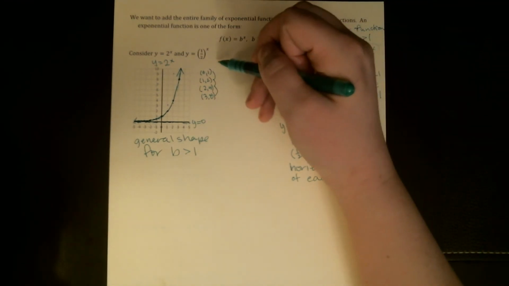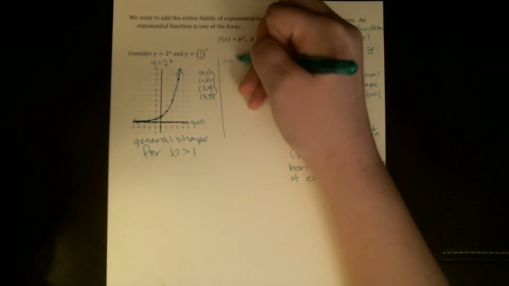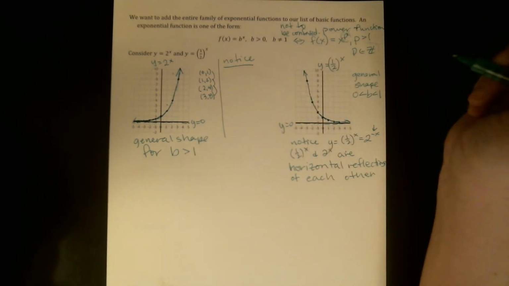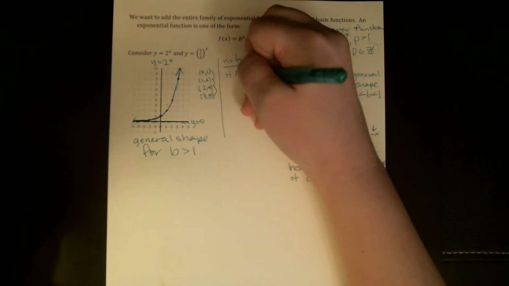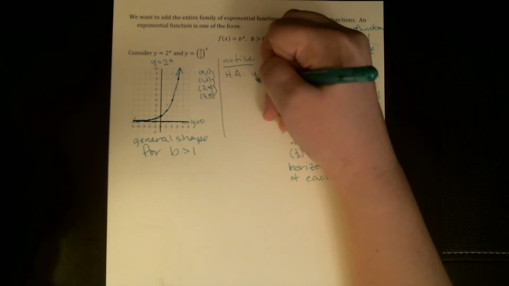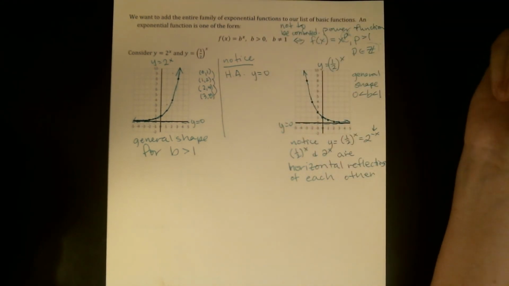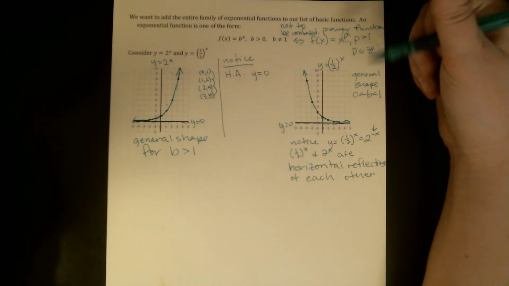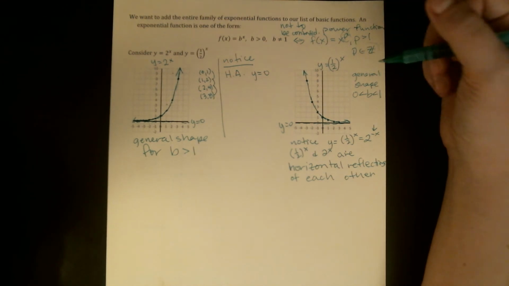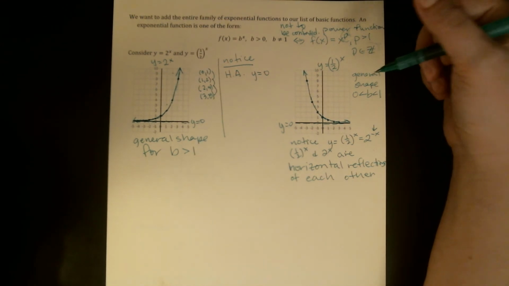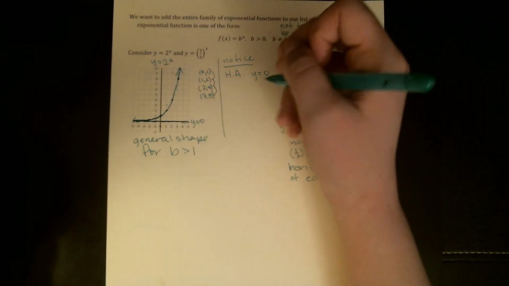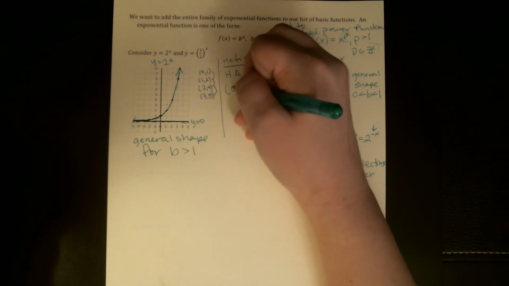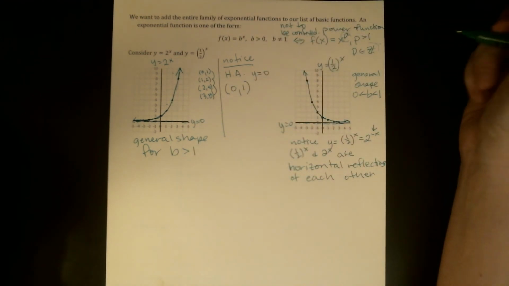Some things to notice. The basic exponential functions, no matter what your base is, have their horizontal asymptote, and it's always at y equals 0. We will apply transformations, so if you do a vertical shift, that won't be true anymore, but the basic untransformed exponential functions always have a horizontal asymptote at y equals 0. They always go through point (0, 1).